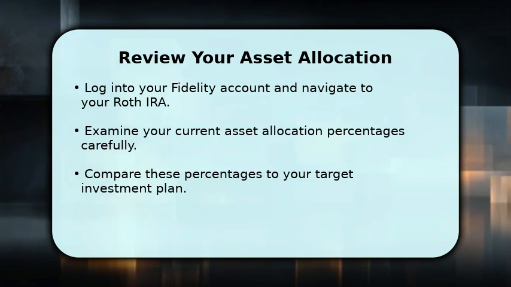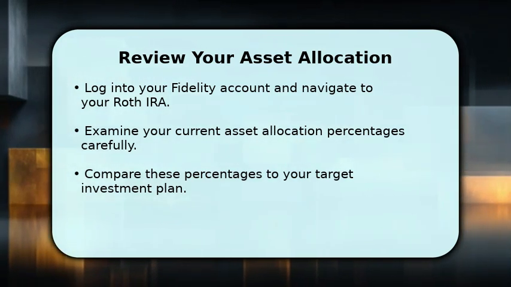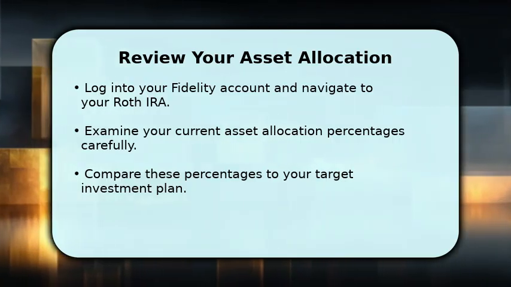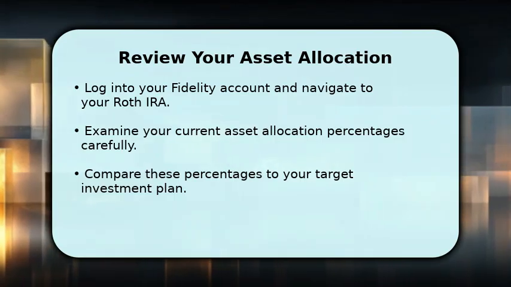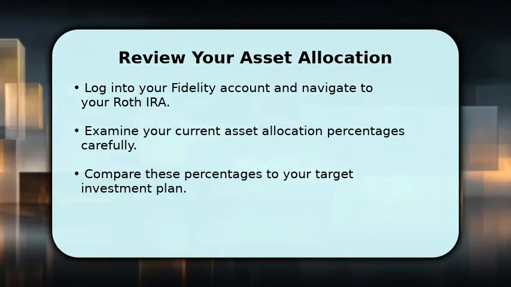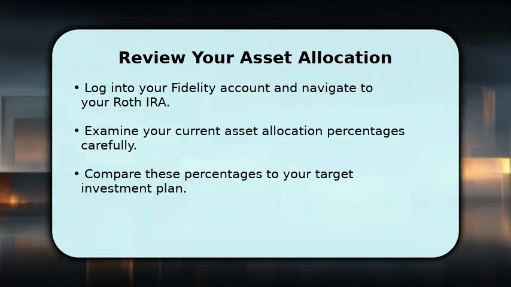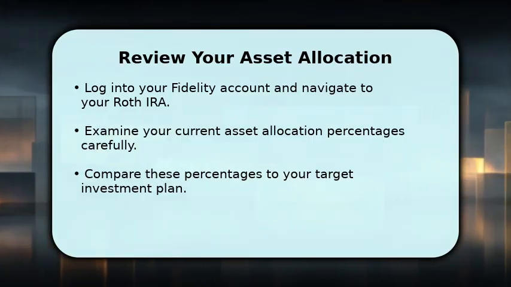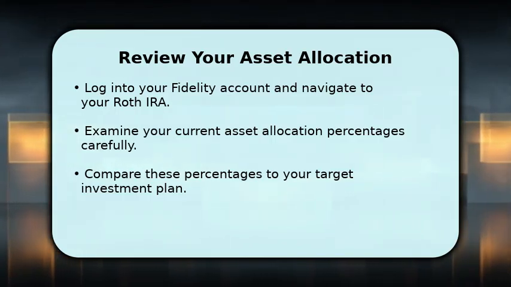First, log into your Fidelity account and select your Roth IRA. You'll want to find the section that displays your current asset allocation. This view shows how your investments are currently distributed across different asset classes, like stocks and bonds. Compare these actual percentages against your original target allocation to identify any significant drifts.